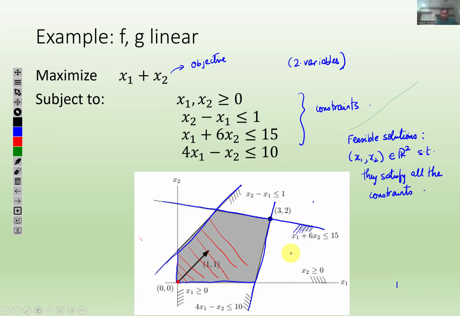3 comma 2. Exactly. So as you move here, just from the figure, no need for a formal proof for now, at 3 comma 2 is a feasible point where it looks like x1 plus x2 will be the highest. So the optimum of this optimization problem is equal to 5, and it is achieved at 3 comma 2. Such a kind of optimization problem is often called a linear program.